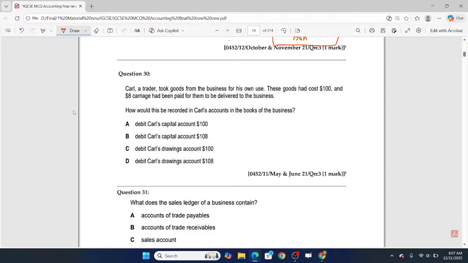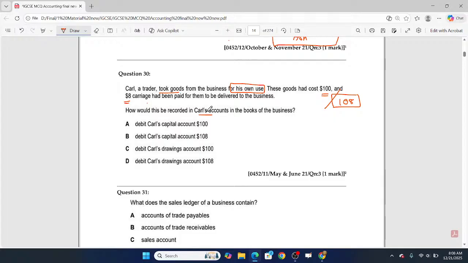A trader took goods from the business for his own use. Then it's all about drawings. These goods had cost 100 and 8 carriage had been paid for them to be delivered to the business. So actually the goods cost will be the value at which the drawings amount will be recorded. How would this be recorded? Always, once the goods are purchased, the cost is inclusive of the carriage inwards. So 108 will be the correct value.